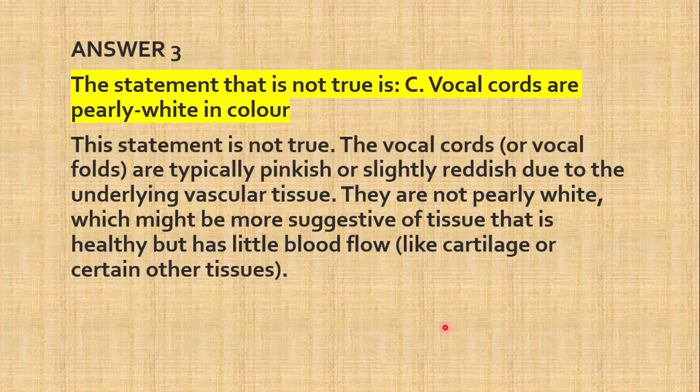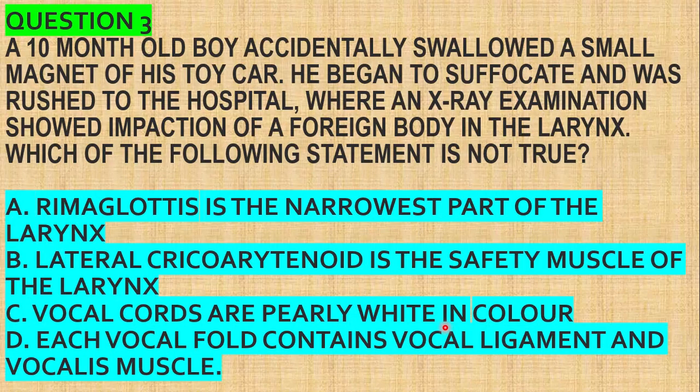So vocal cords are purely white in color is false. This statement is not true. The vocal cords or vocal folds are typically pinkish or slightly reddish due to the underlying vascular tissue. Okay? And option D that says each vocal fold contains vocal ligament and vocalis muscle is absolutely correct.